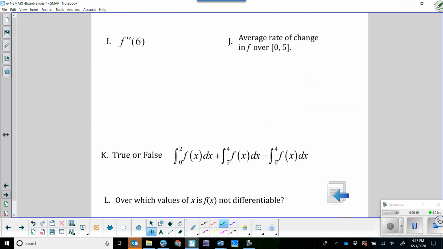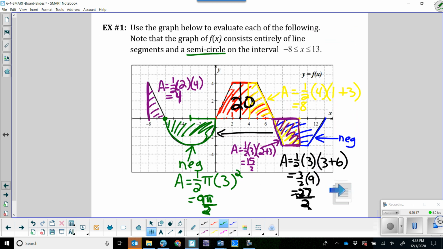Okay, so let's go to the next questions, and then it asks for what is f double prime of 6. Well, f double prime gives me concavity. Well, if we look here at 6, we have a segment. So the derivative would be a constant, because the first derivative of that segment would be just a number. It'd be the slope of that line. Then if I take the derivative of a constant, I'm just going to get 0.